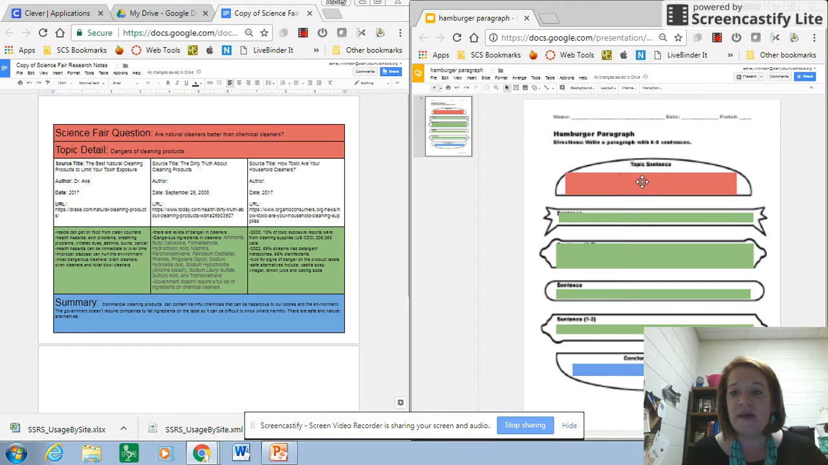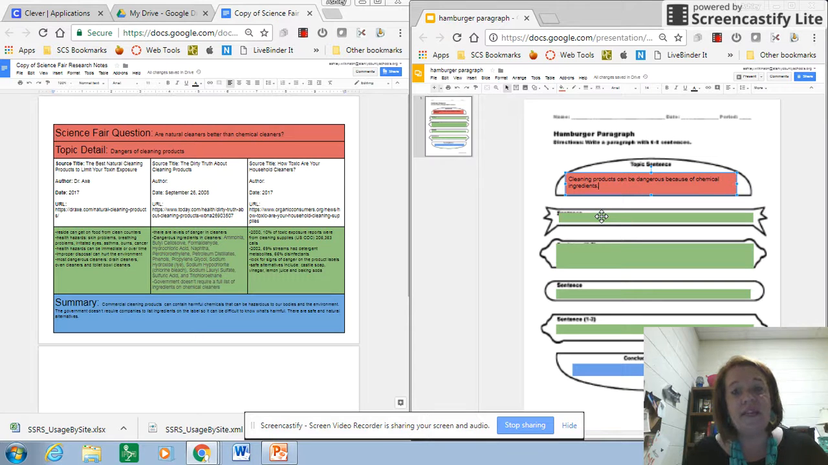So I'm going to come over here to my topic sentence, to my top bun, and I'm going to say that cleaning products can be dangerous because of chemical ingredients. And that's my topic. So the rest of my paragraph should have to do with the fact that cleaning products are dangerous because they have chemical ingredients in them.